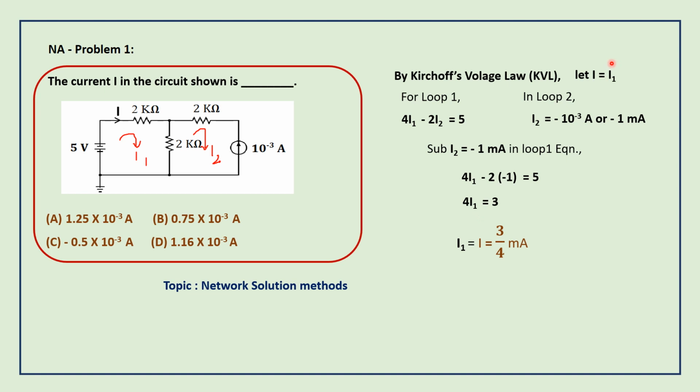So I1 we have assumed as I. So I equals 3 by 4 milliamps, and 3 by 4 is nothing but 0.75 into 10 power minus 3 amps. So option B is the correct one. Either we can use the network theorems method or we can use the network solutions method.